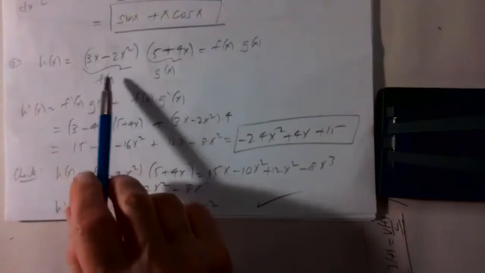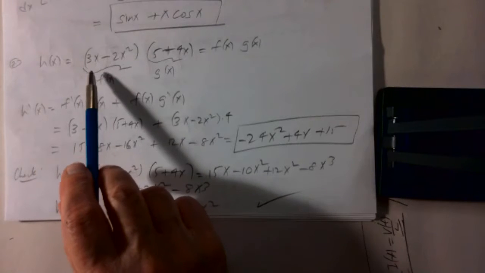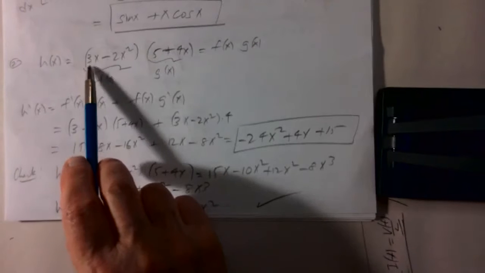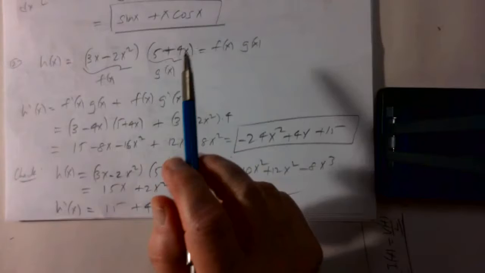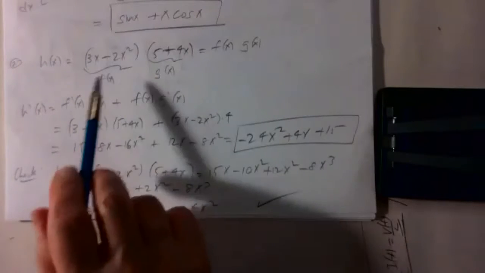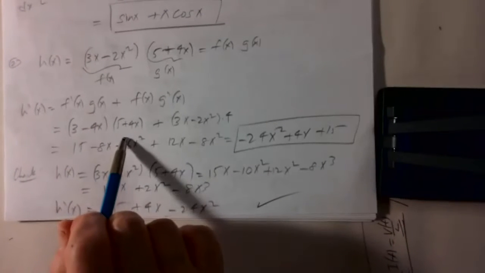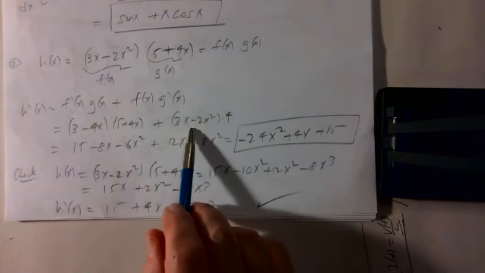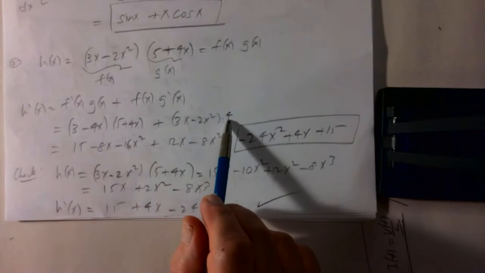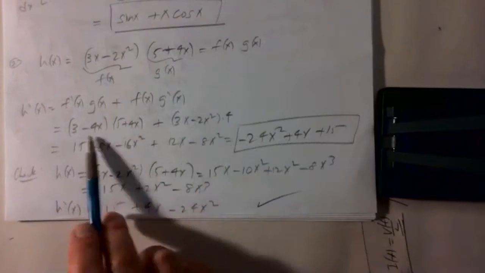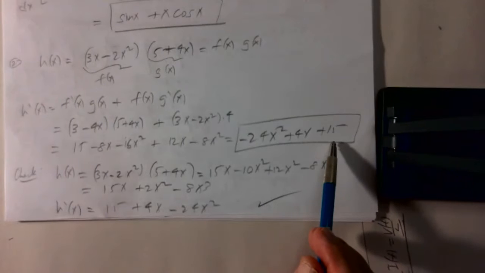Another example, suppose I take h of x to be this polynomial, which is a product of two other polynomials. It's a product of the quadratic 3x minus 2x squared times the linear polynomial 5 plus 4x. So by the product rule, the derivative is the derivative of this term, which is 3 minus 4x, times the second term, plus the first term times the derivative of the second term, and the derivative of 5 plus 4x is just 4. So this is what we get. If you multiply these together and collect the terms, you get this quadratic polynomial.